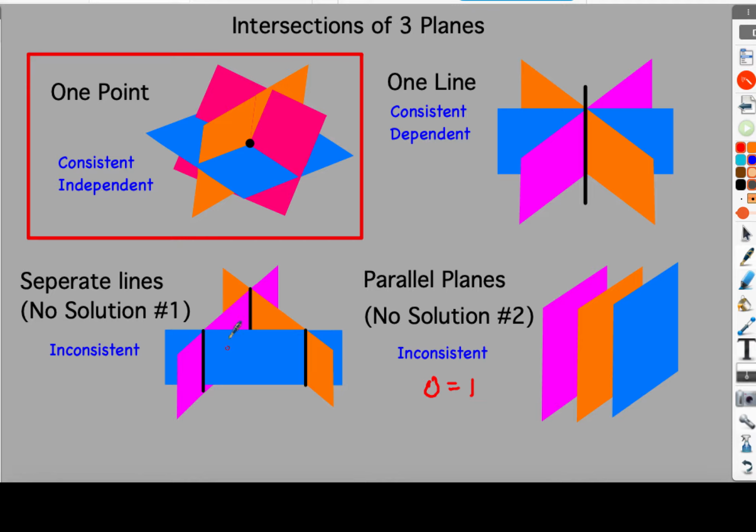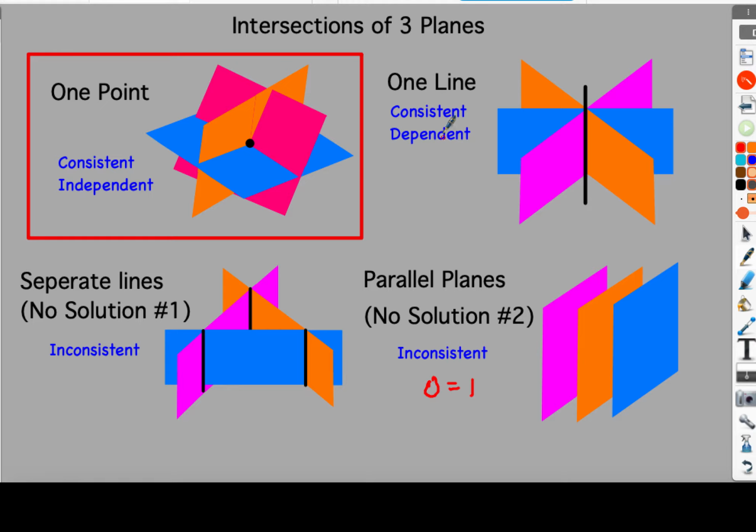That can also happen over here on the left. You can also be inconsistent if maybe the planes come together, but all three of them never come together in one place. What if we have this situation where these two came together in a line, these two in a line, those two in a line? Well, in that case, again, it's inconsistent. There's no one solution that would be on all three planes. There's no one spot that runs into all three.